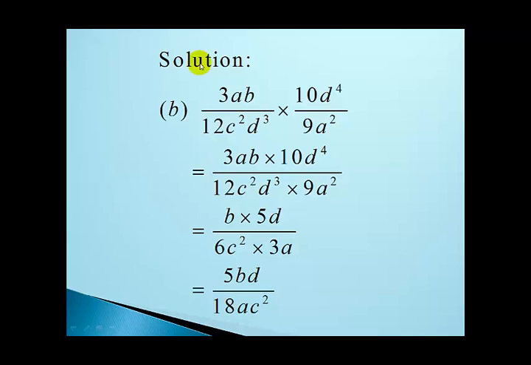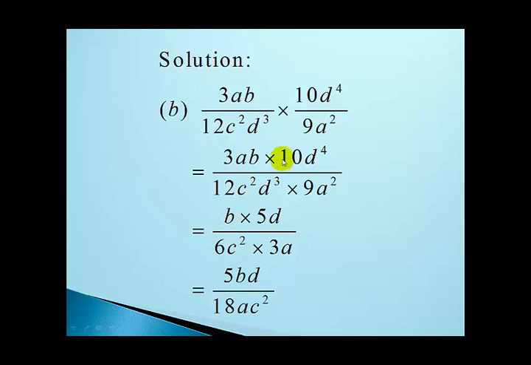Now solution B, 3ab divided by 12c squared d cubed times 10d exponent 4 divided by 9a squared. And this is equal to, so we multiply the numerators, 3ab times 10d exponent 4 all divided by 12c squared d cubed times 9a squared. Now a goes into a once, and a goes into a square, we are left with a. 3 goes into 3 once, and 3 goes into 9 3 times. And that's how come we have 3a here and b up here.